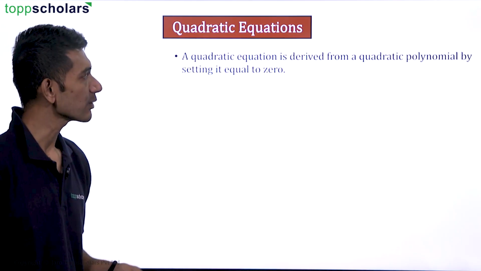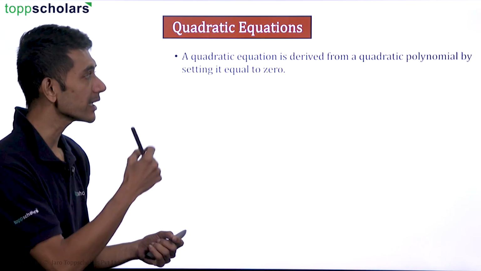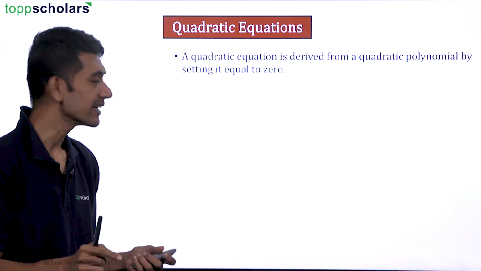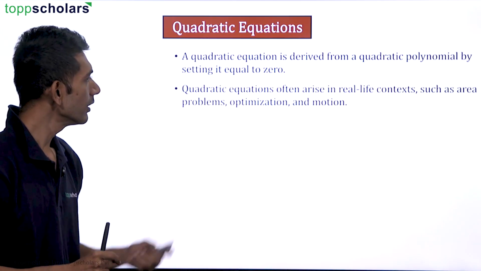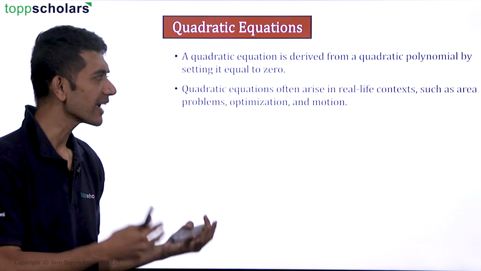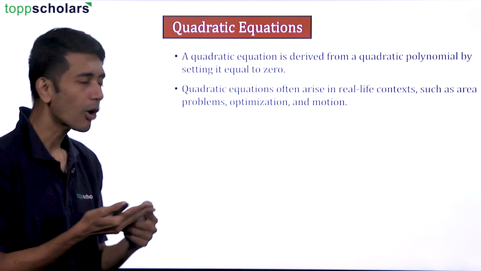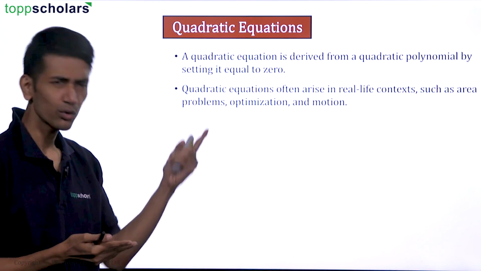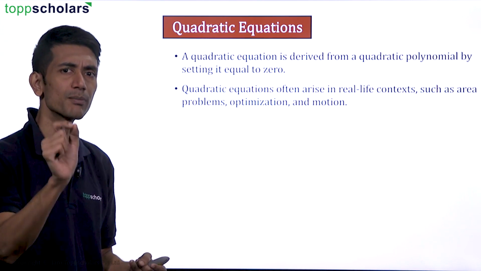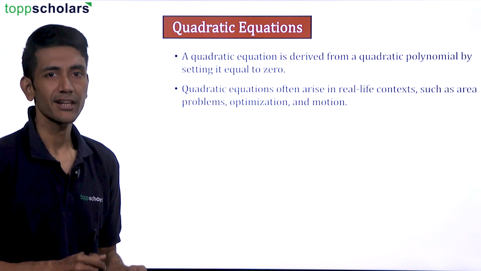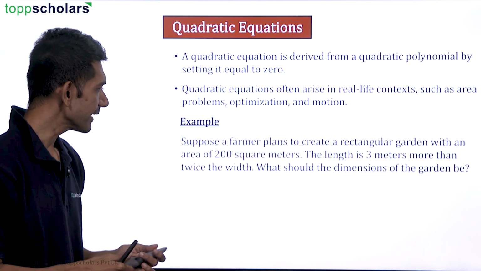A quadratic equation is derived from a quadratic polynomial by setting it equal to 0. Quadratic equations often arise in real life contexts, such as finding out area problems, optimization and motion. Of course, we are also going to see problems based on quadratic equations in real life. Let us see an example.